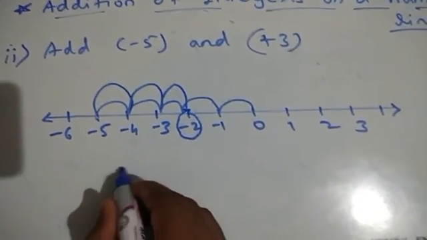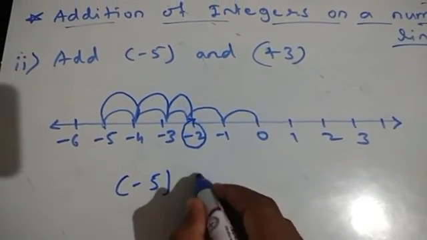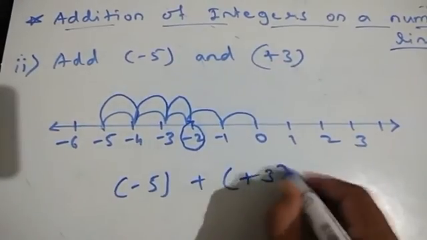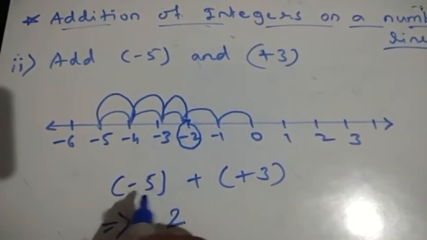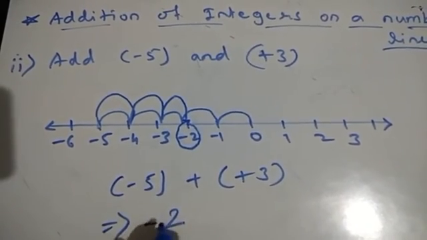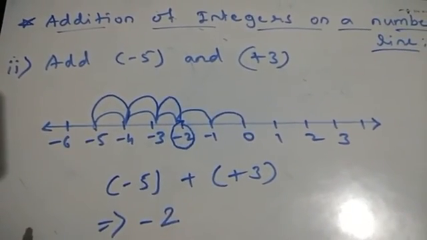And in previous examples we studied that if one integer is negative and another integer is positive, again we have to subtract. Therefore 5 minus 3 is what? 2. What is the sign of the greater number? Minus. So minus 2 is the answer. And here also we got minus 2. I hope you understood this also.